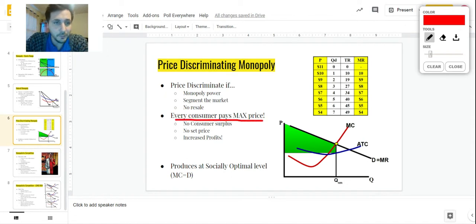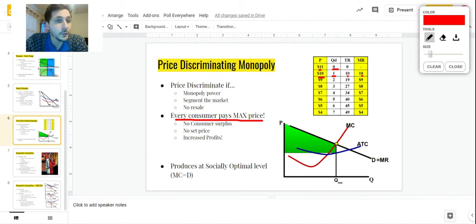Every consumer, if this is able to happen, pays the maximum price necessary or the maximum price they're willing to pay. So let's check it out over here on this little chart, show you price discriminating monopoly. Right? So let's say $11 we produce 0, just like before. But now in order to produce more, we have to lower the price, so we lower it to $10. That first person is willing to pay $10, and that's what they pay. So my total revenue is 10, my marginal revenue is 10. So we're starting off at the same place.